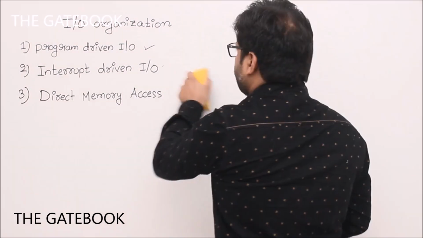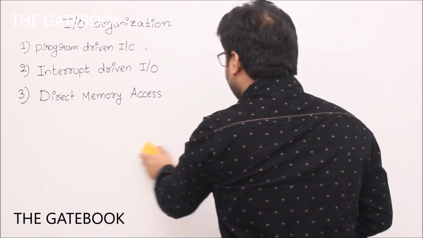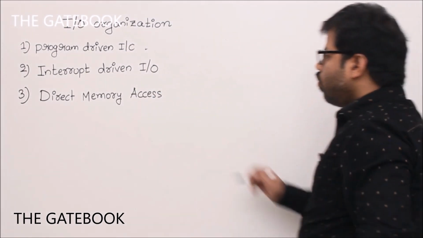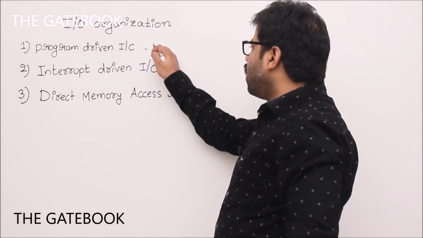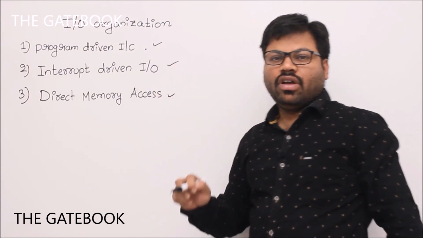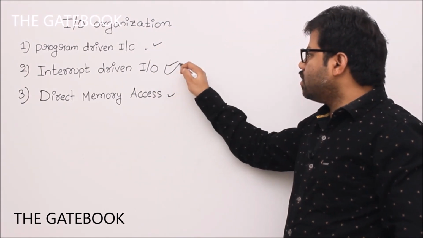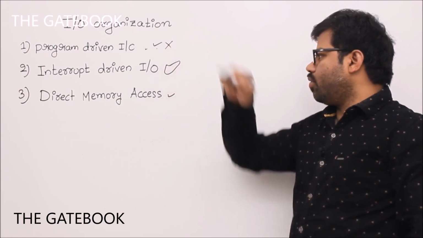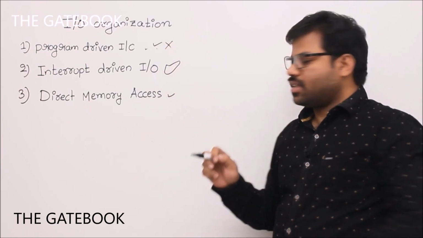Remember it. Now with that concept we learn direct memory access. So why direct memory access? Already we have program driven IO and interrupt driven IO. We know that interrupt driven IO is better than program driven IO. But why direct memory access? Now I will tell you.